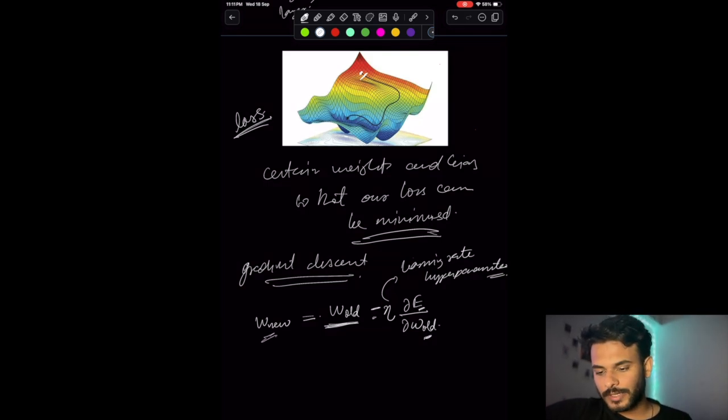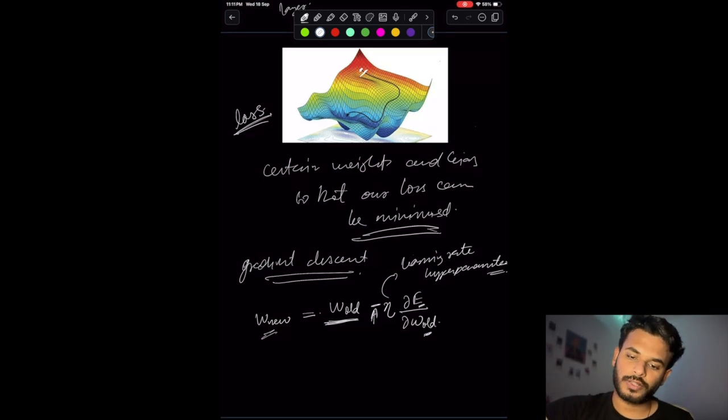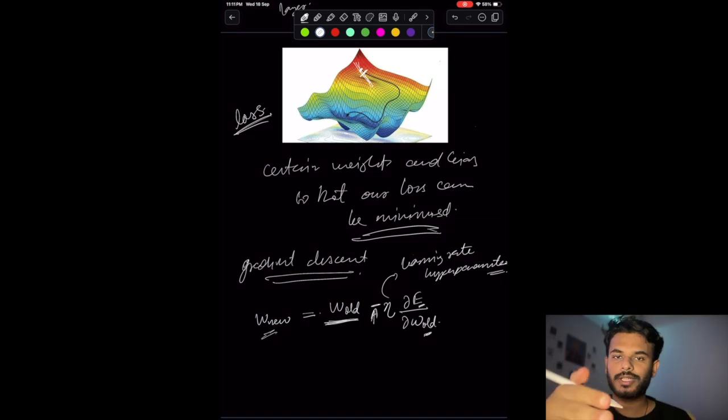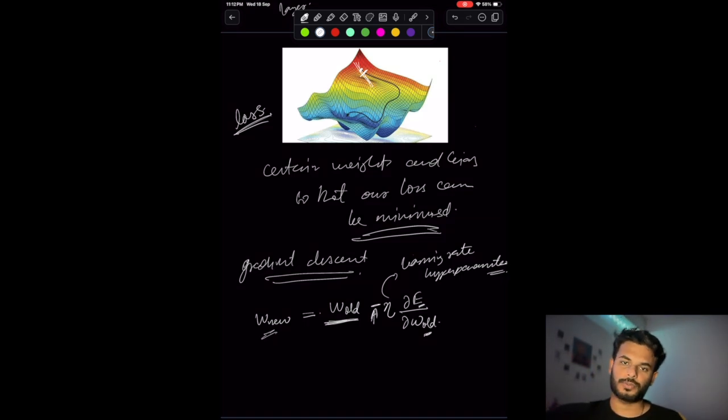Now why is there a negative sign? Why are we subtracting it? Because it is descending. Whatever the slope of this loss at this particular point, you have to go in a direction opposite to that slope, so that you get down, your loss comes down.